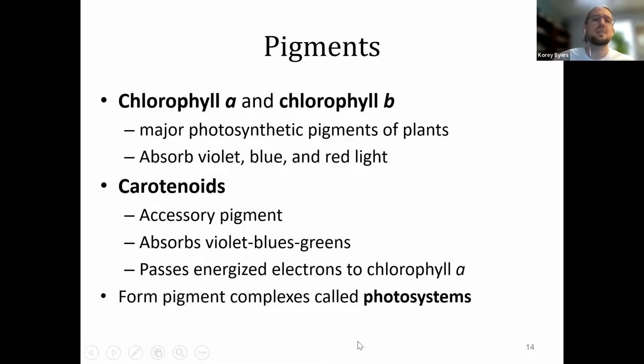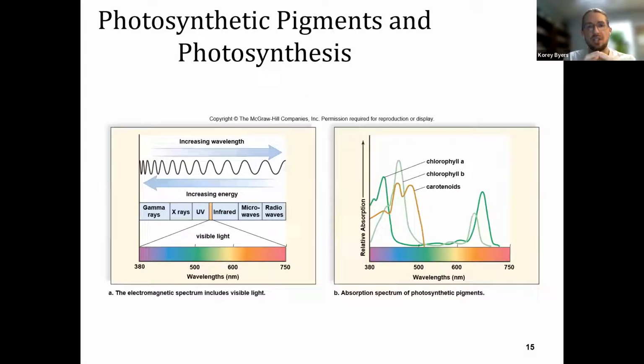The important pigments we have to know are chlorophyll A and chlorophyll B. They're going to absorb violet, blue, and red light and reflect green. And then carotenoids, a very important accessory pigment that absorbs violets, blues, and greens and reflects oranges. And so it's passing energized electrons to chlorophyll A. This mass of colorful pigment absorbing solar energy is called a photosystem. It's like an antenna that can pick up energy waves.